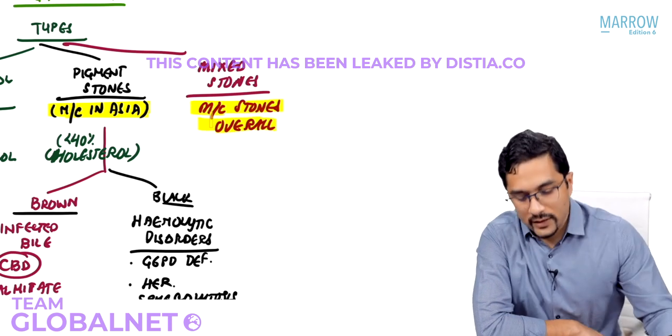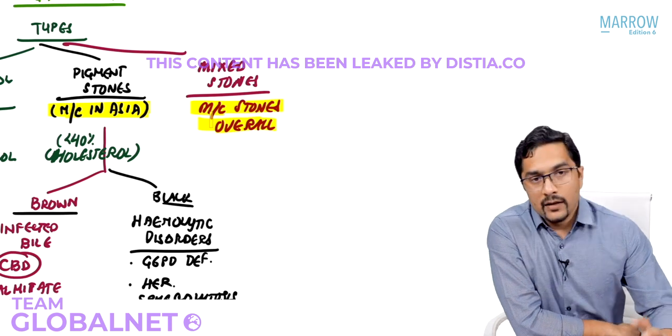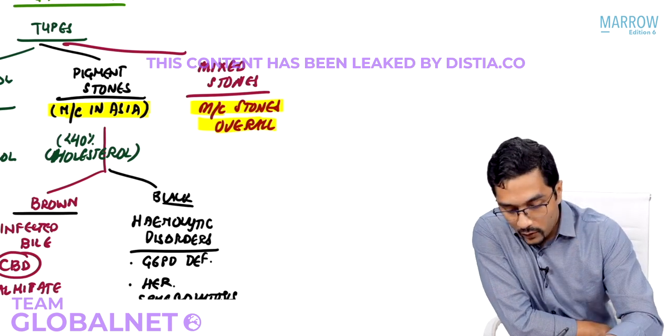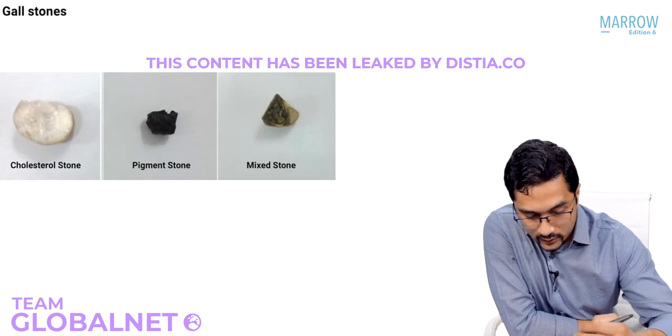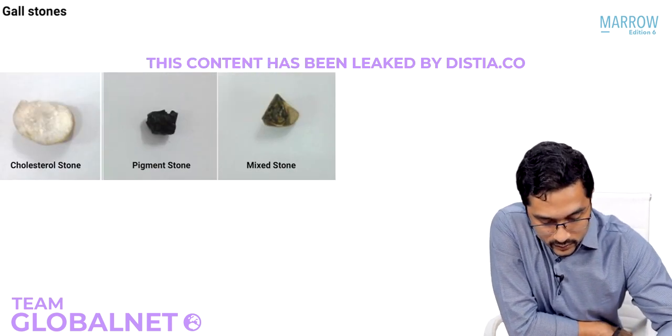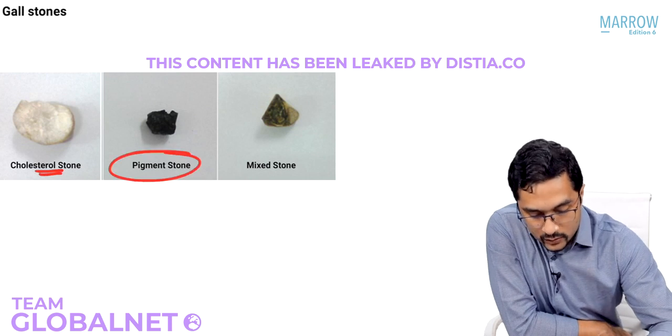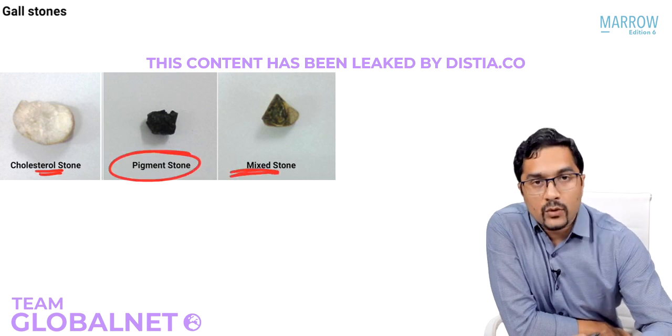So this is another thing which you need to know. This has also been asked in the exam. This was regarding the various types of gallstones which are there. And if we look at the gallstones, you can see cholesterol stones, pigment stones. These are black pigment stones, and these are mixed stones, right?